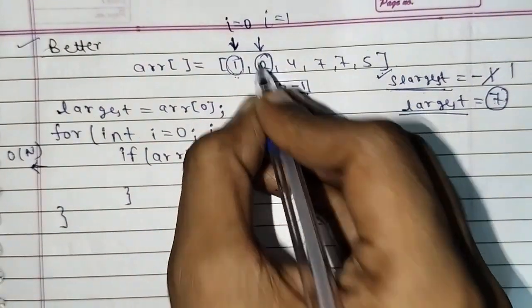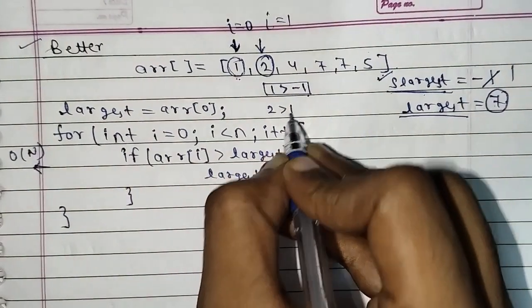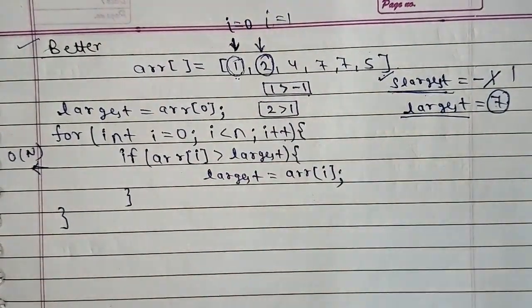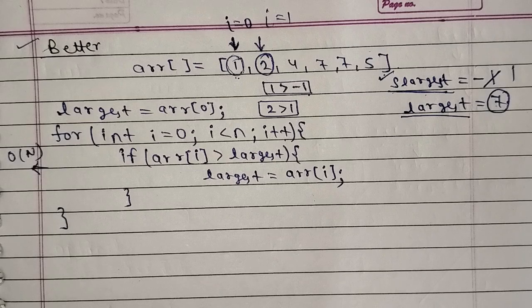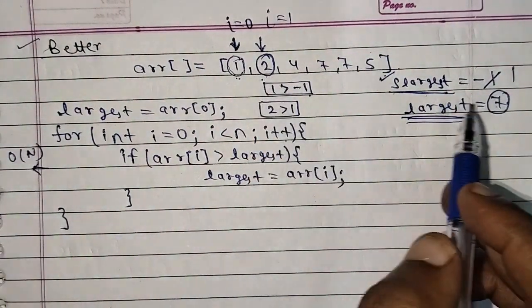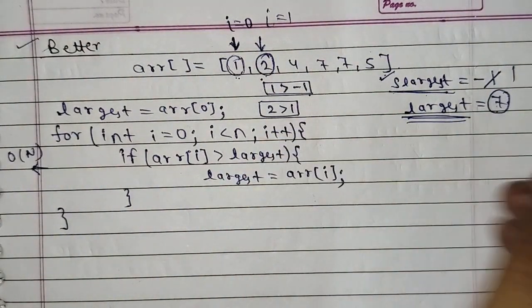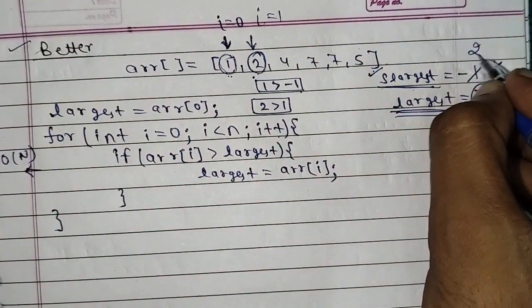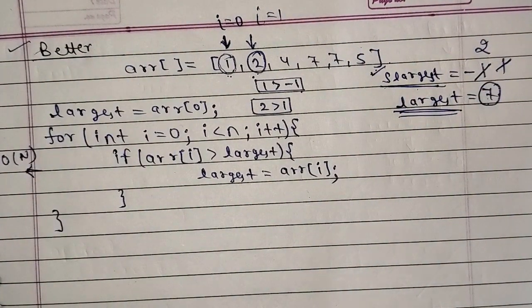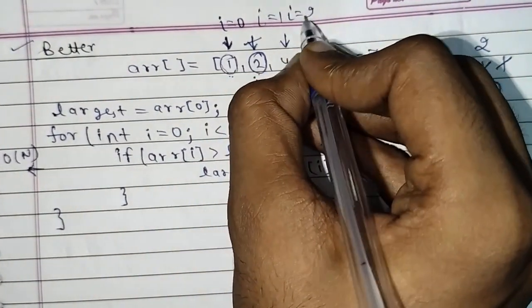Again compare. Are you greater than second largest? 2 is greater than 1, so yes. At the same time, are you not equal to largest? Yes, I am 2 and largest is 7, so I am not equal to largest. So update second largest, because I am greater than second largest. And I plus plus, I is equal to 2.